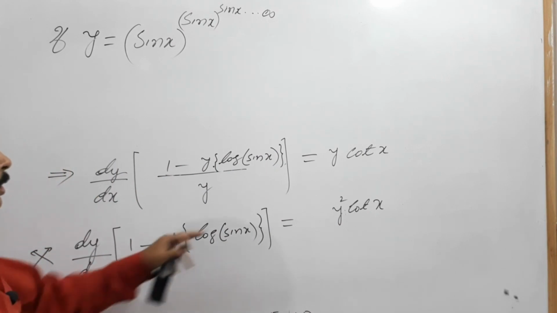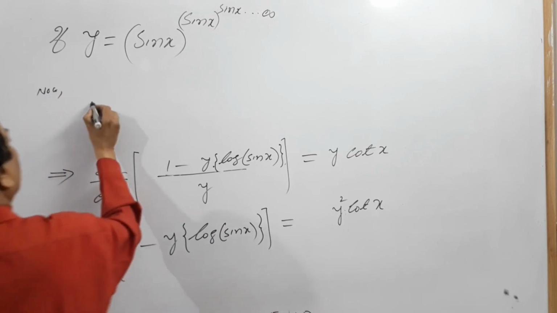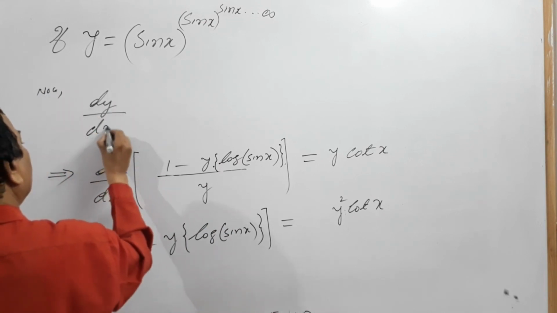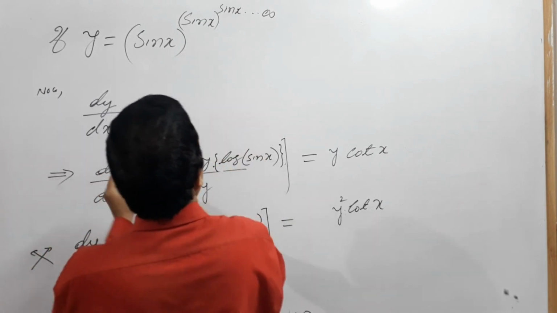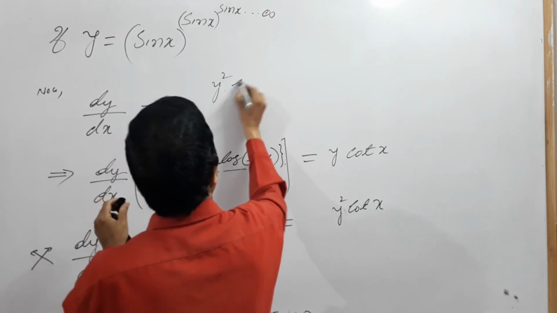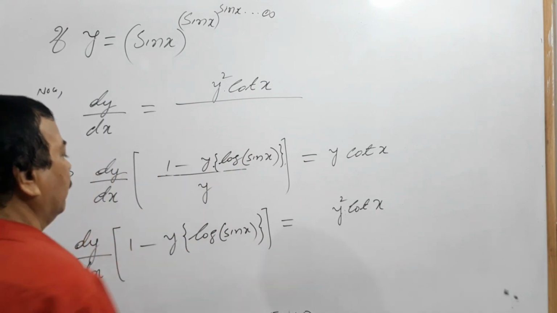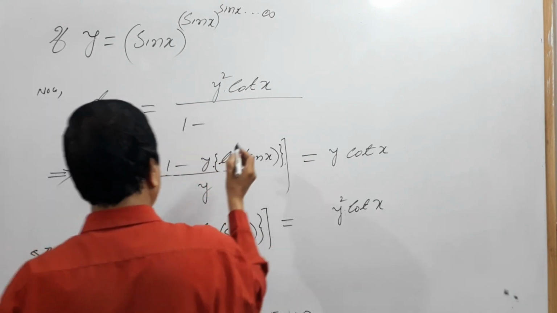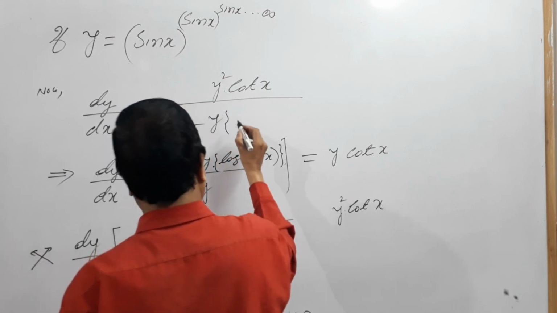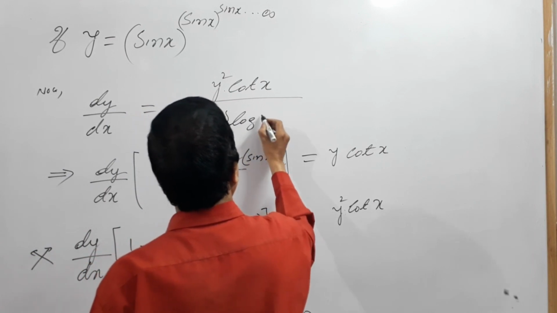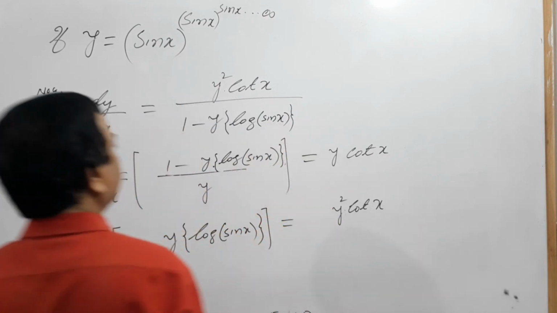So what we want is dy by dx. That is now dy by dx equals what? I will write it: y square into cot x divided by, this goes to the denominator, that becomes 1 minus y into log of sin x.